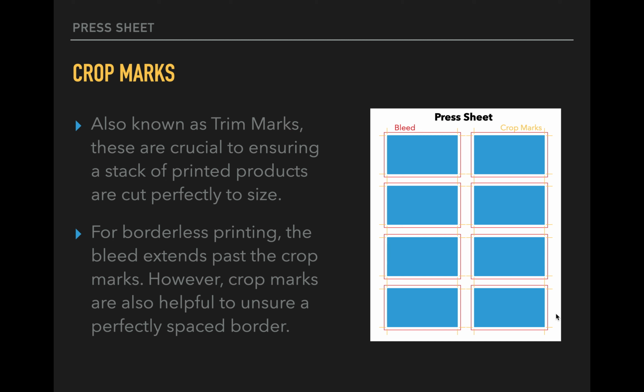For borderless printing, the bleed extends past the crop marks. However, crop marks are also helpful to ensure a perfectly spaced border. So, as you can see on the right-hand side, there's a little white edge. As this diagram shows, that's the bleed area. However, sometimes a finished product requires that white edge to be on the inside of the box. Crop marks help make sure that that measurement stays perfectly even on the full perimeter of your finished product.